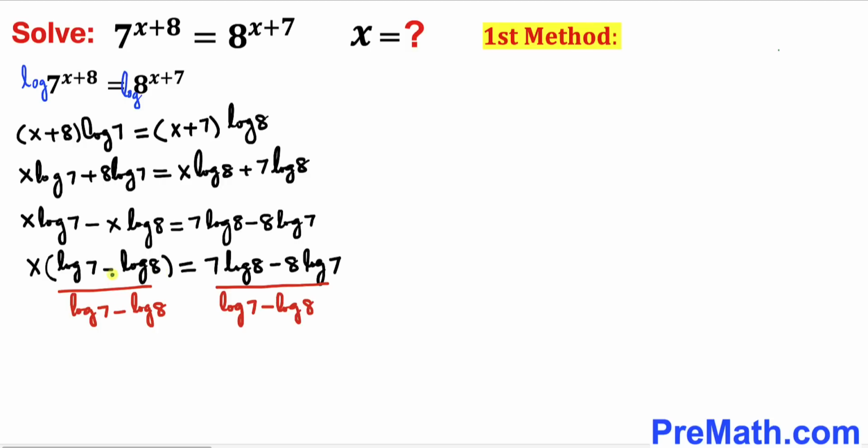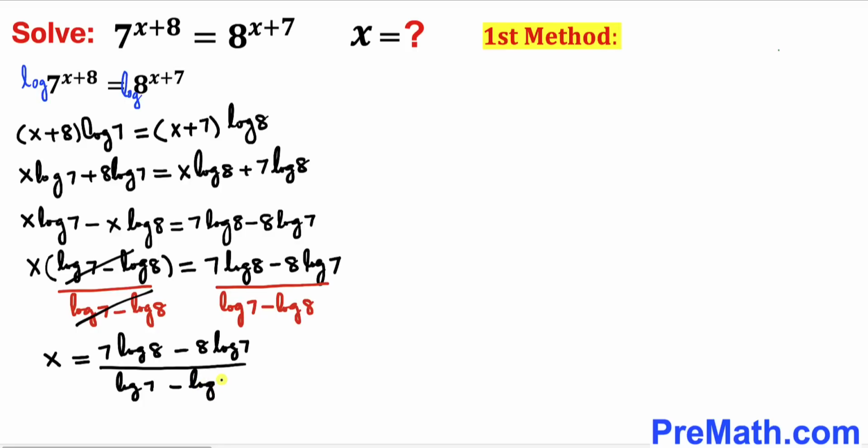And in this next step, I have divided both sides by log of 7 minus log of 8, as you can see, in order to isolate x. So we can see this whole thing cancels out with this one. So we end up on the left hand side with x equal to (7 times log of 8 minus 8 times log of 7) all over (log of 7 minus log of 8).